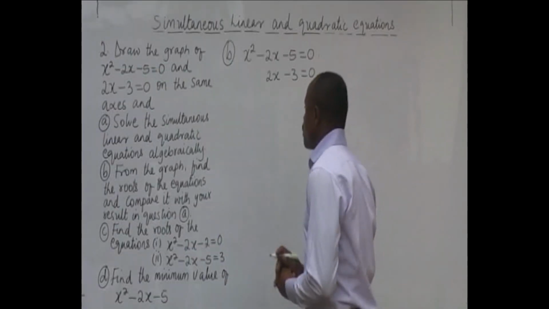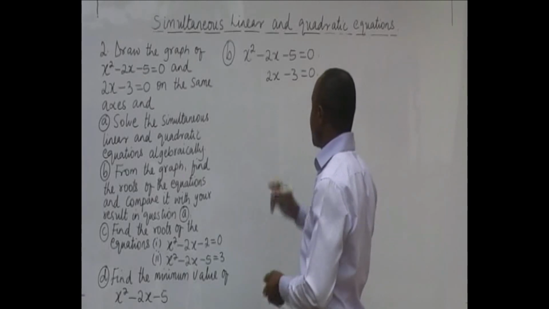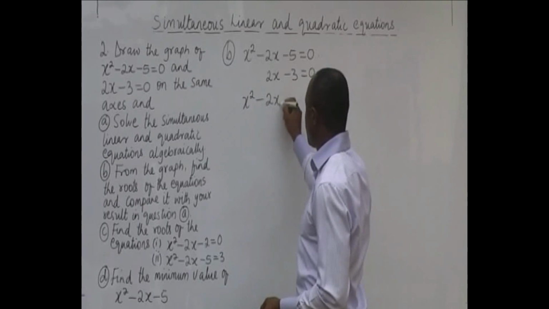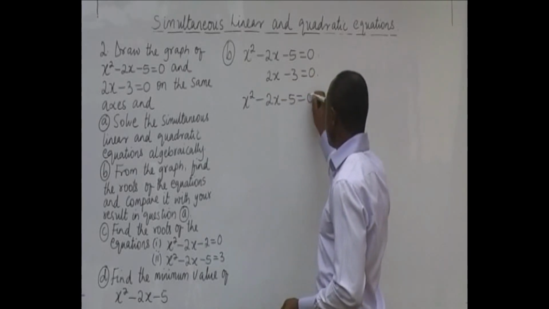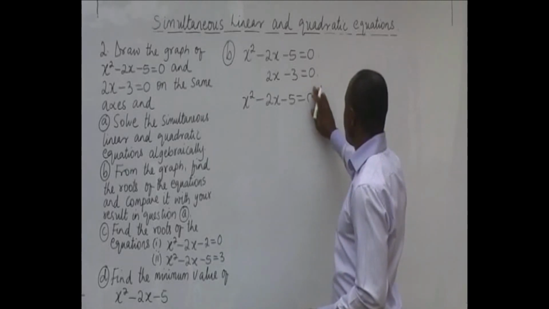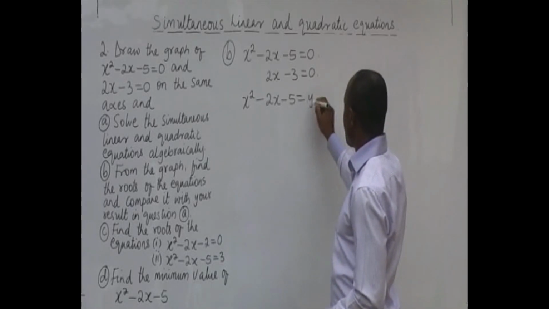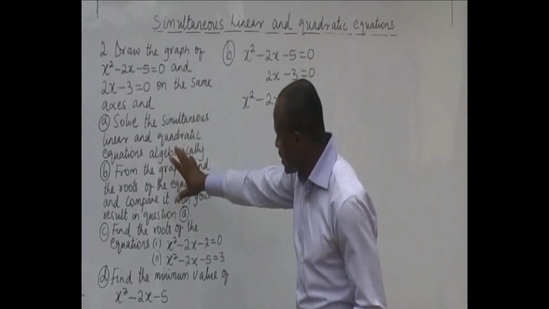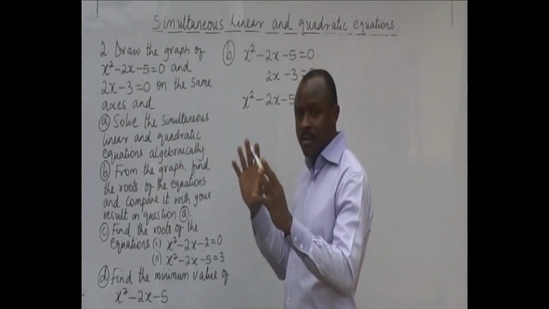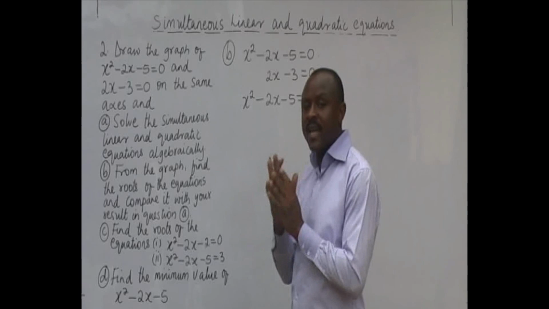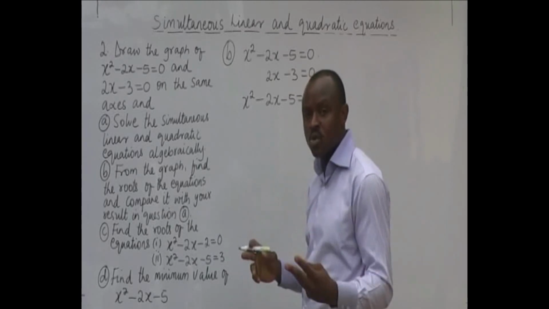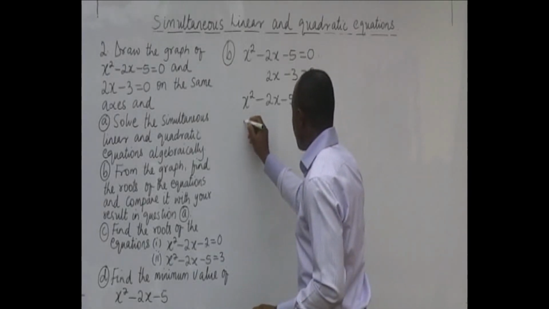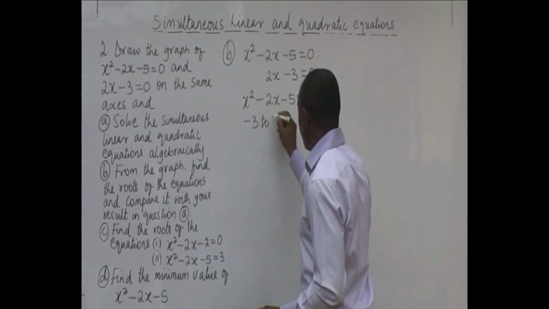So let's first of all construct the table of values for the quadratic. Our quadratic equation is x squared minus 2x minus 5 is 0. Remember, this 0 will be changed to y before it will be applicable. The examiner was silent on the range of values for which we take the table of values, so you adopt by yourself. Let's adopt the range of values from minus 3 to plus 5.